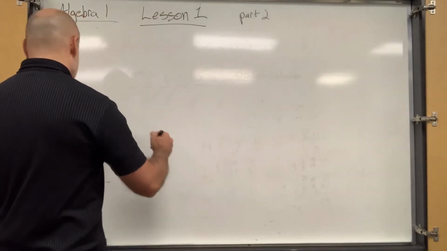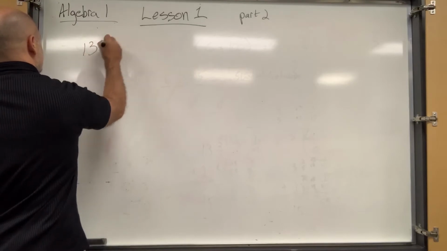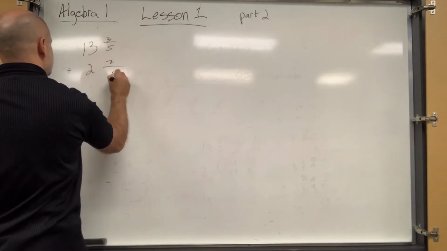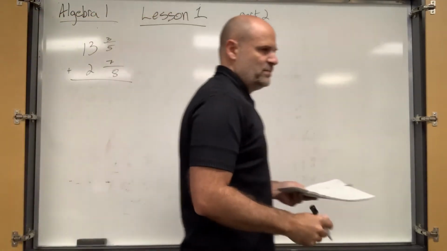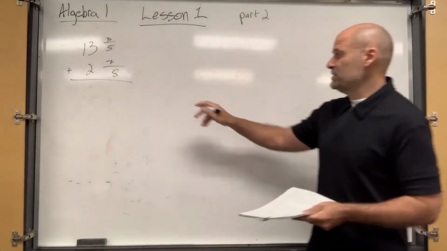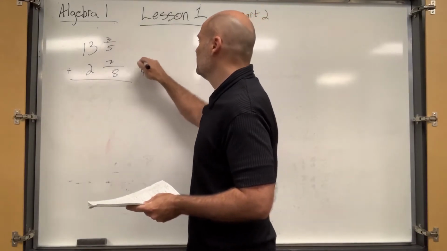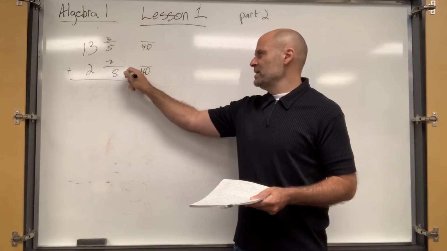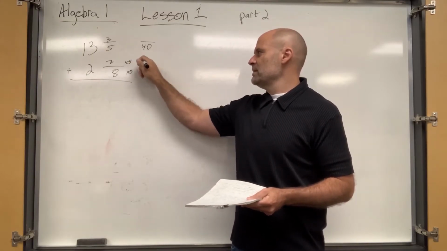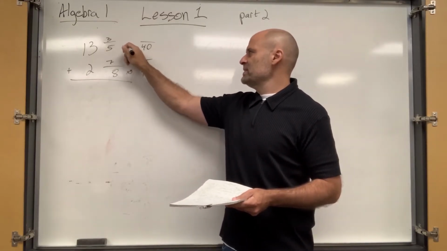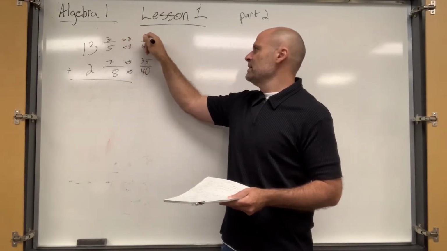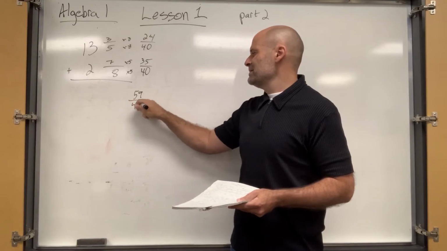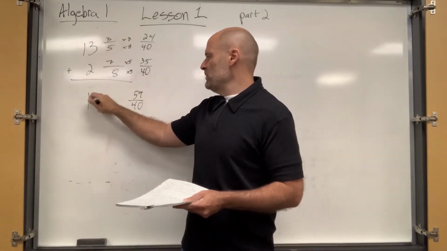So I think we ended with something like this: 13 3/5 plus 2 7/8. So remember we have to find a common denominator, which was 40, we decided. Whatever you do to the bottom to get to 40 times 5, do to the top. 5 times 8, 3 times 8. When you add them together, you get 59/40ths. And then when you add those, you get 15.